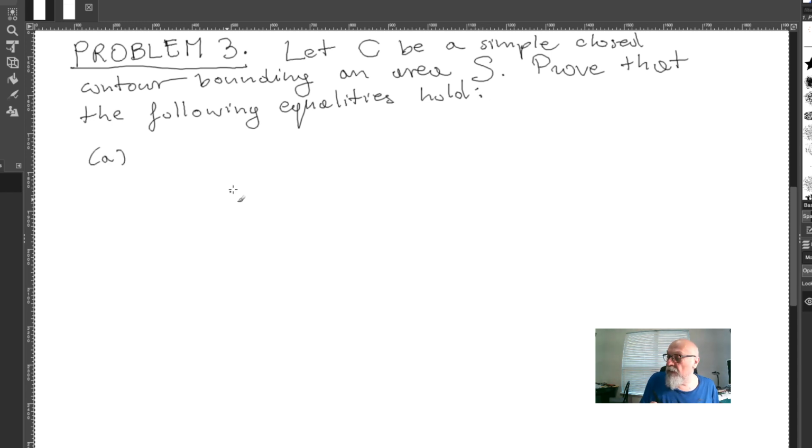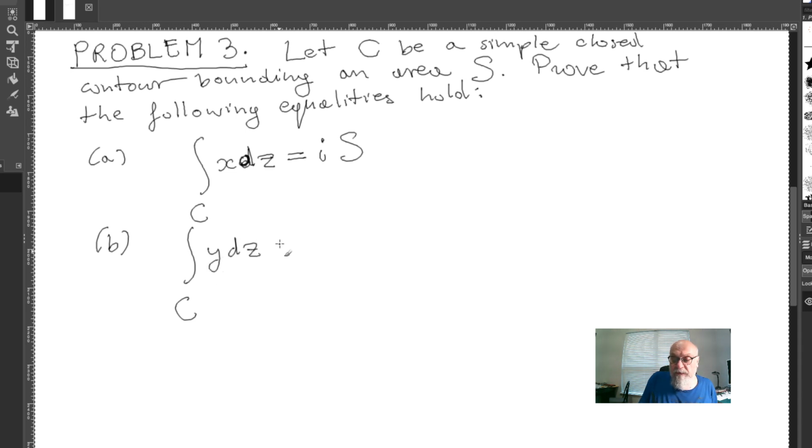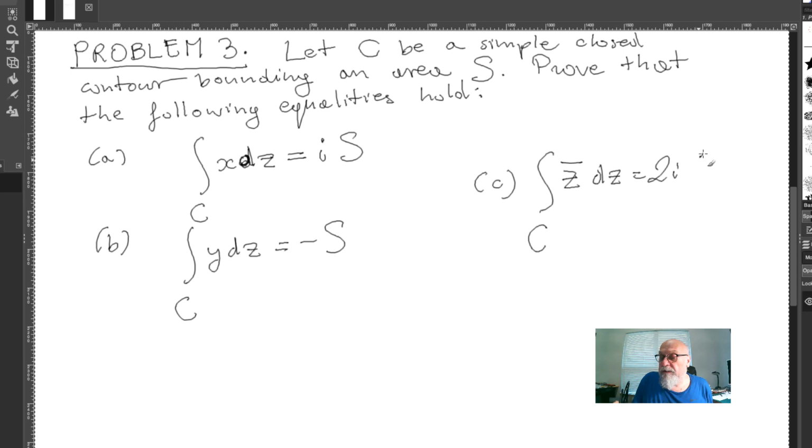So we have the first equality. Here we'll take the integral over C of x dz, that's a complex integral along this contour, and the answer is that this is i multiplied by S. That means S is the measure of the area bounded by the contour C. And b is again the contour integral over C. This time I take y dz, and this will be equal to minus S. And finally, c: we take the integral over C of z conjugate dz, and this will be equal to 2iS.